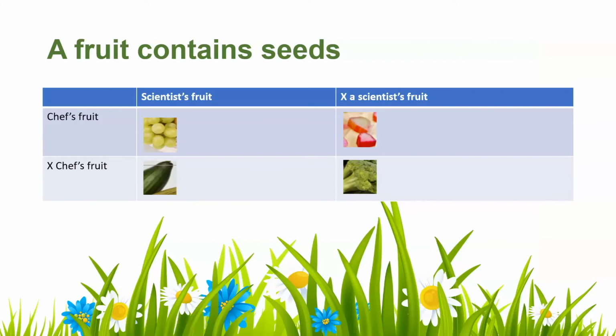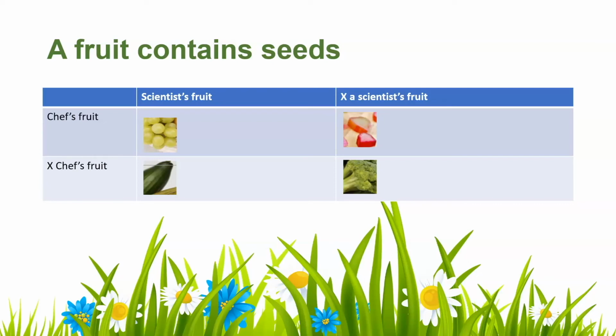We've done four for you to give you a helping hand. In the first box, it covers both scientist's fruit and chef's fruit. So the chef's fruit goes along the top and the scientist's fruit goes down. In the scientist's fruit and the chef's fruit, we've got grapes. Although some can be seedless, grapes can contain seeds, and it's a fruit.